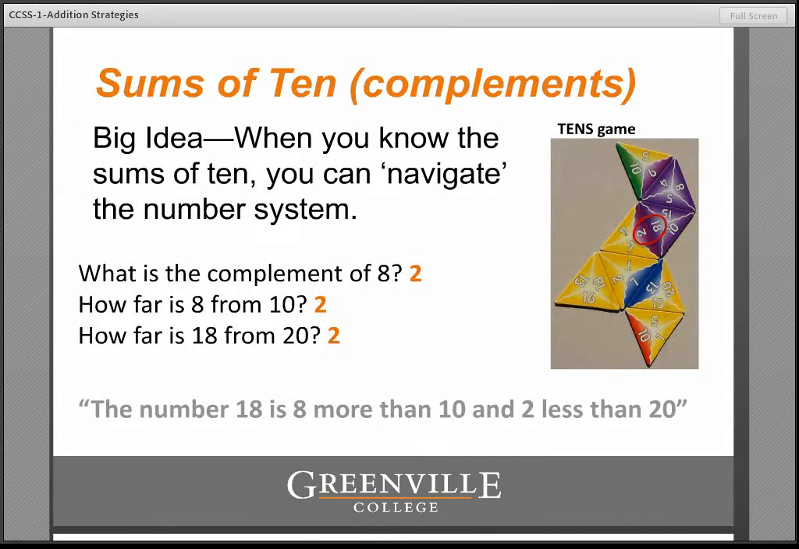Sums of 10, we want children to know these really well. Being able to understand these really well can be extrapolated and extended into understanding our number system. For example, any number, 8, 18, 28, 38, I can recognize as being 2 less than the next decade and 8 more than the previous decade. So knowing the complements allows me to navigate the number system really well, but it has to start with knowing all those sums of 10 really well.